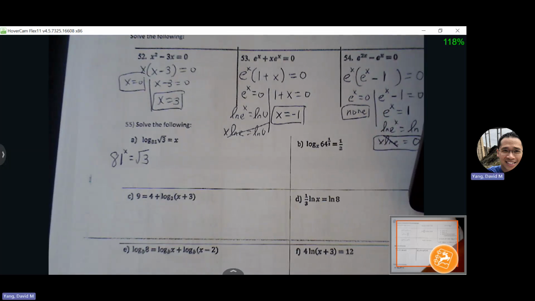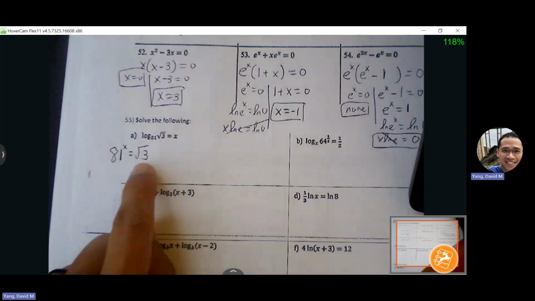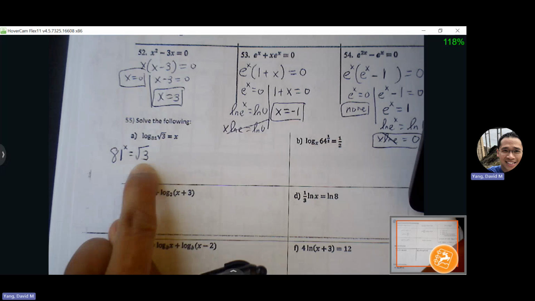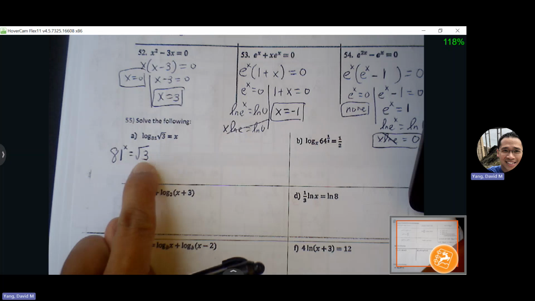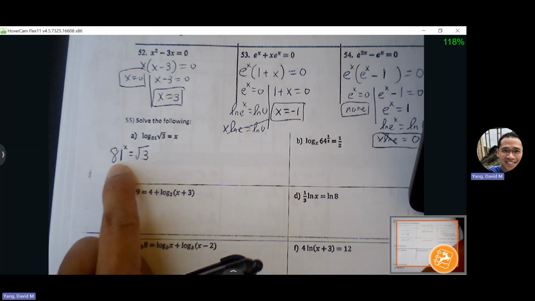Right, it still feels a little messy here. 81 raised to the x equals root 3. But the idea is, if I can somehow get the bases to match, then I can just drop the bases and look at the exponent. So I'm looking at base 3 here, 3 as a common base maybe, and I can maybe get both of these to be something with the base 3. 81 is 3 to what power?